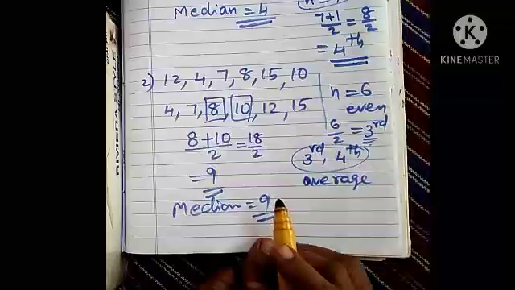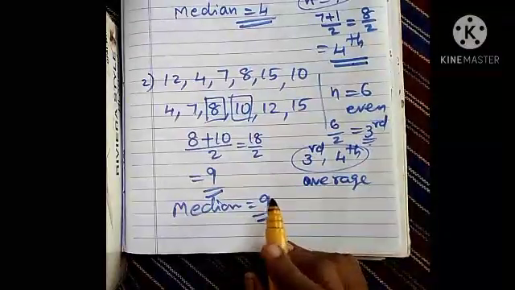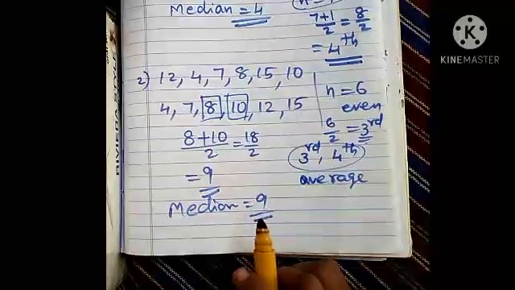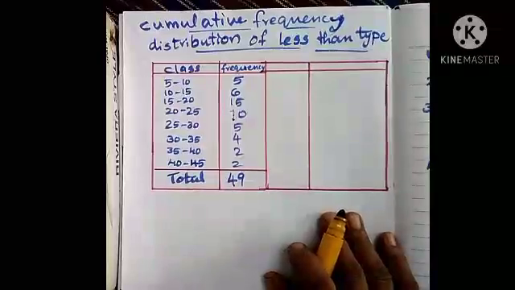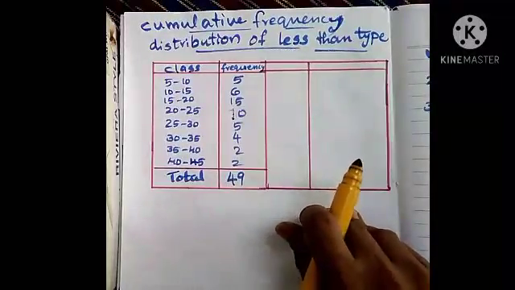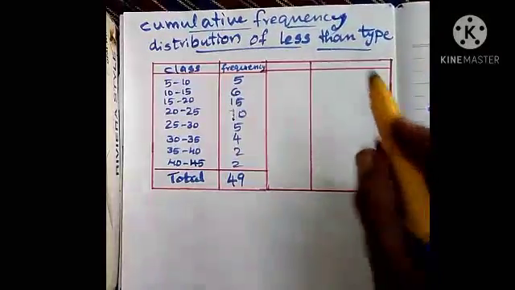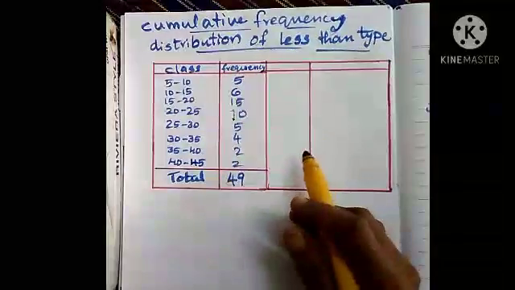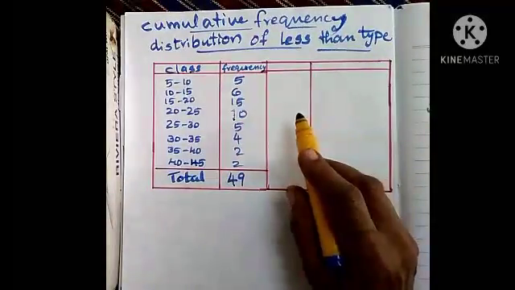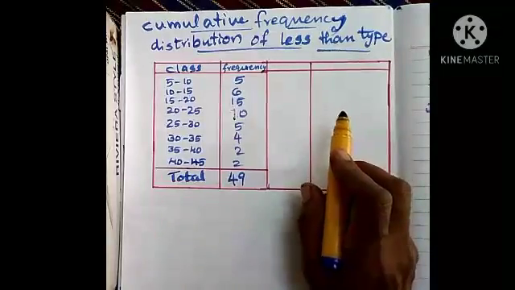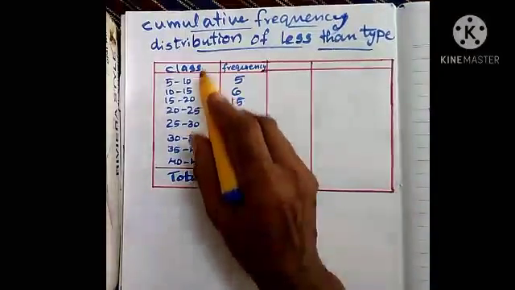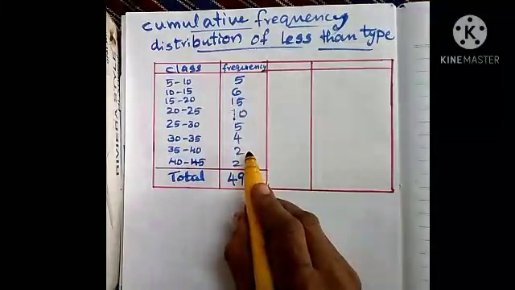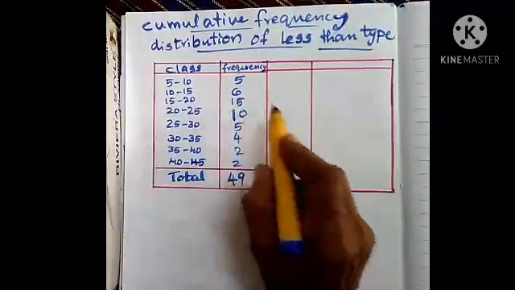Next we are going to study median of grouped data. Before that we need to understand this idea, that is, cumulative frequency distribution of less than type. See, two columns are given. Class intervals and frequency are given.